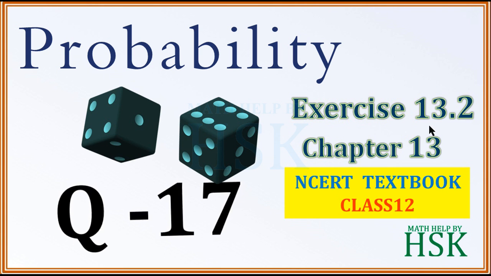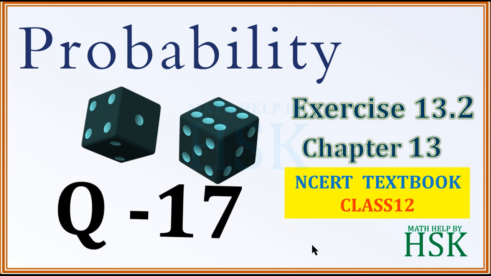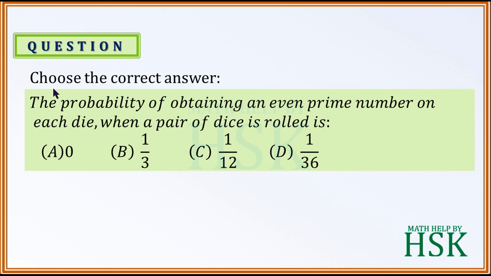Question number 17 of exercise 13.2. In this question we have to choose the correct answer. The probability of obtaining an even prime number on each die when a pair of dice is rolled is which of the following options?